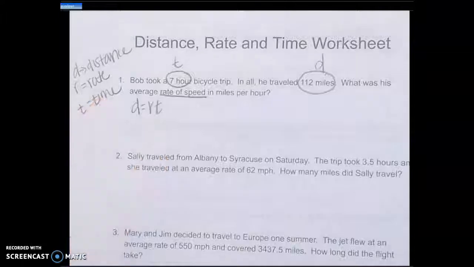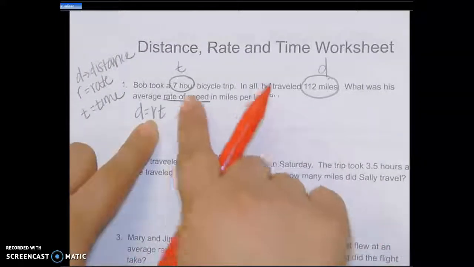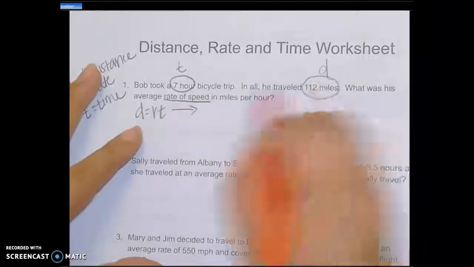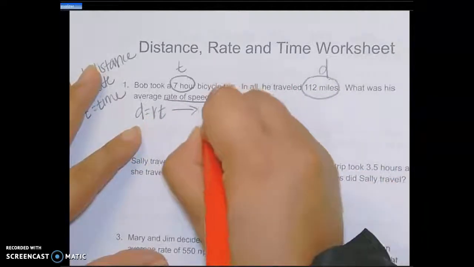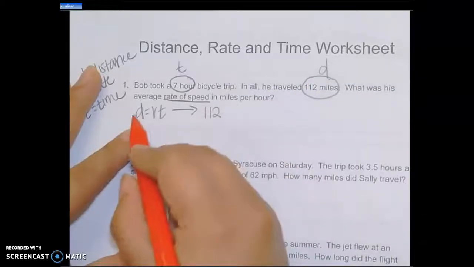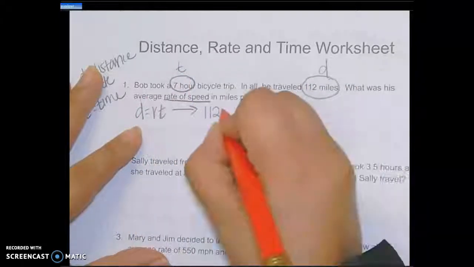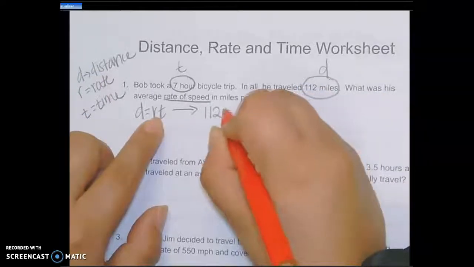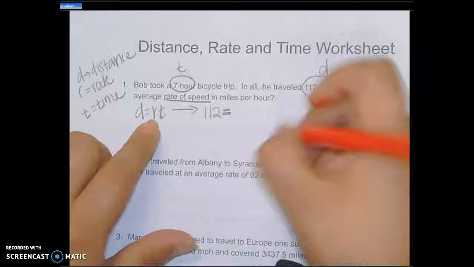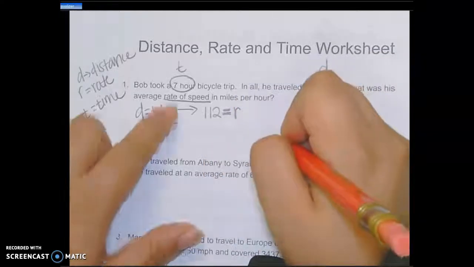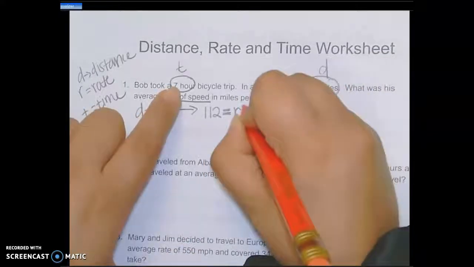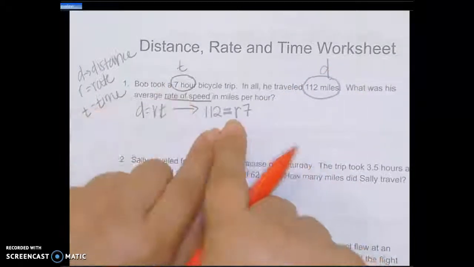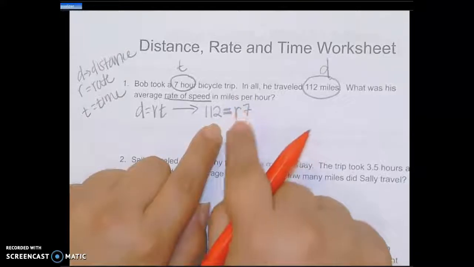So I'm going to take this formula and plug it in. I'm given D right here. I'm given the distance, so I'm going to plug that in for the letter D, the variable D. Then I'm going to continue with the equal sign that's next. R, I know that I'm looking for rate because I already established that at the beginning of the problem. So I'm going to keep the R as my variable. And then I'm going to plug this 7 in for T because I know that 7 is my number for time.